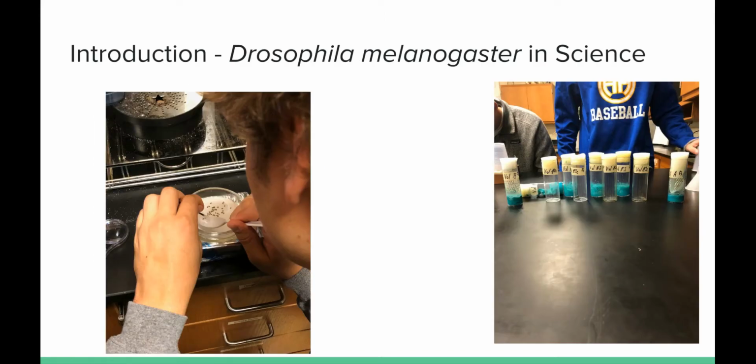Drosophila melanogaster are used commonly in science due to their short life cycle, fast reproduction time, and wide availability of genetic mutations for purchase. Also, scientists have lots of prior knowledge regarding the species in genetics, psychology, behavior, and ecology. These are also found in homes, so they're very common, and that is why we use them in this experiment.